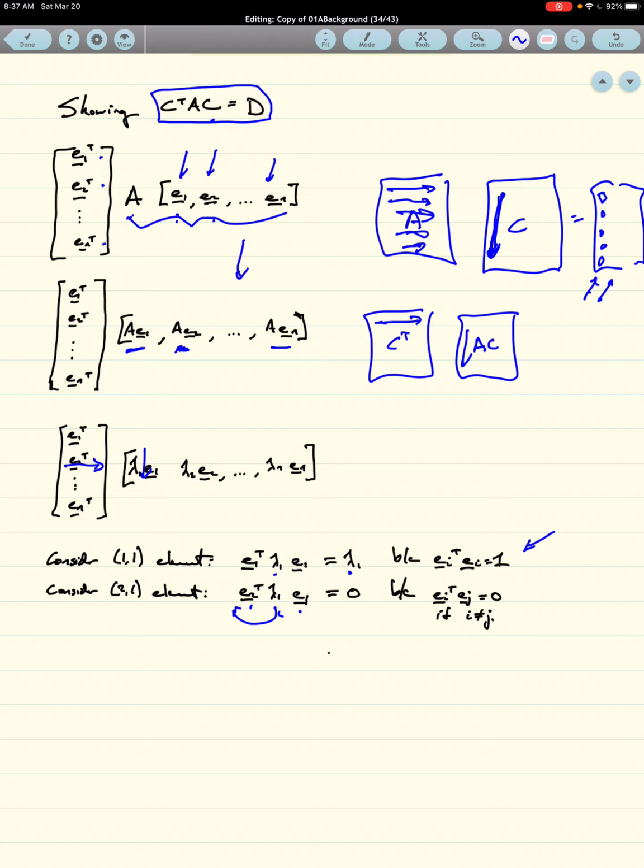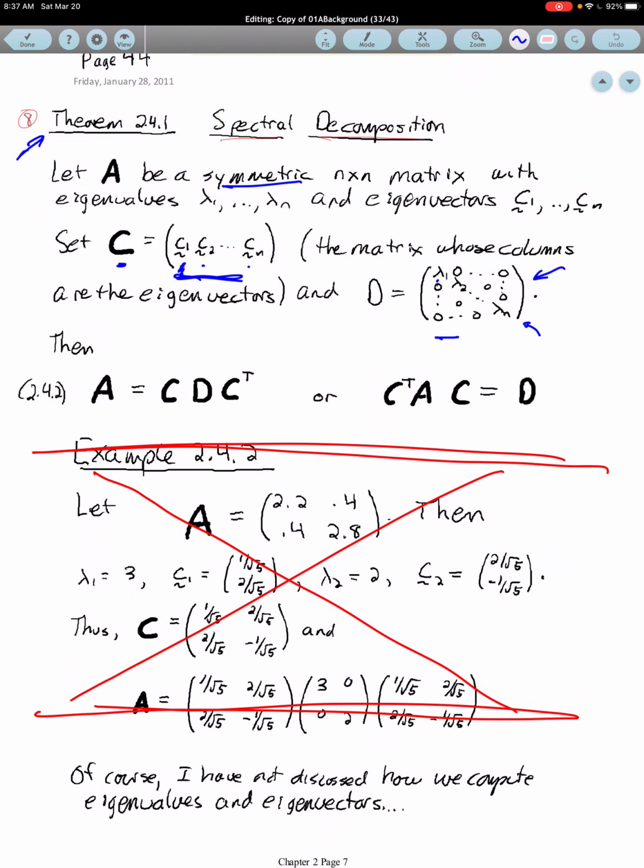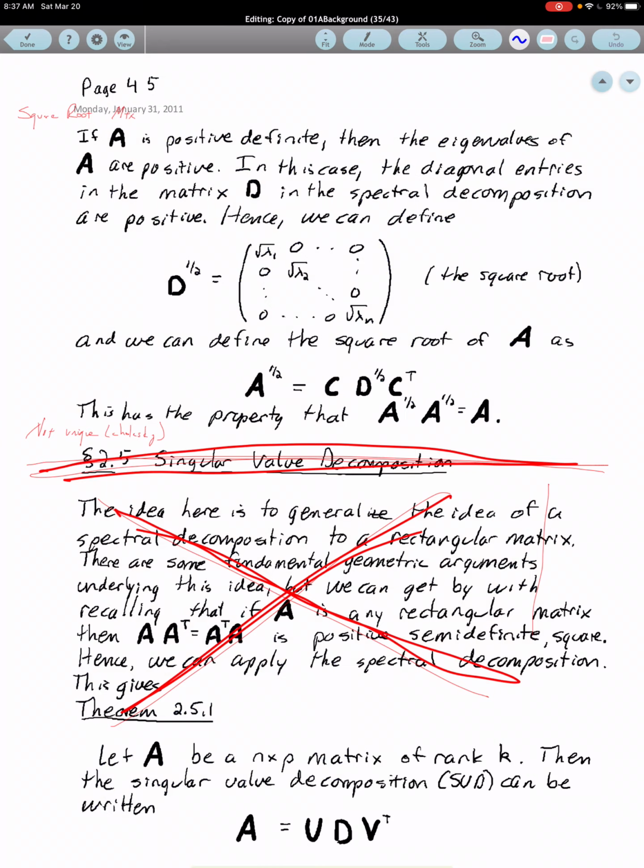And so you can see that the ii elements in general are going to equal lambda i, and the ij elements are going to equal 0 if i is not equal to j. And that's how we get the diagonal matrix D. Okay, so what we've done is we've shown this, but it's equivalent to showing that. So we've seen the spectral decomposition.